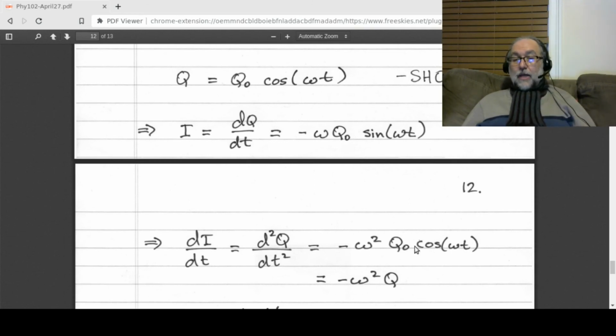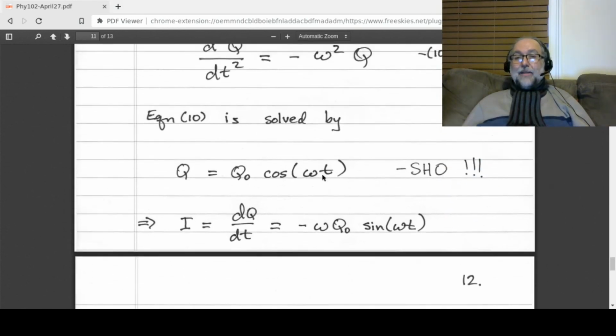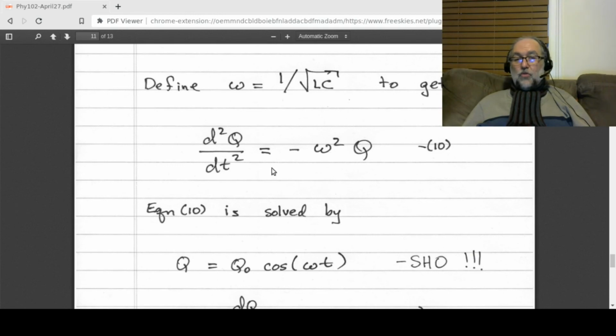But now you recognize that q naught cosine omega t is exactly just q. That is the time variation of the charge. So you can replace q naught cosine omega t by just q, and basically you've got d2q by dt squared is equal to minus omega squared q. That is exactly the equation we were trying to solve.